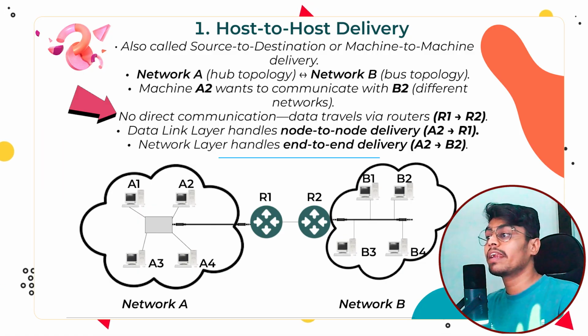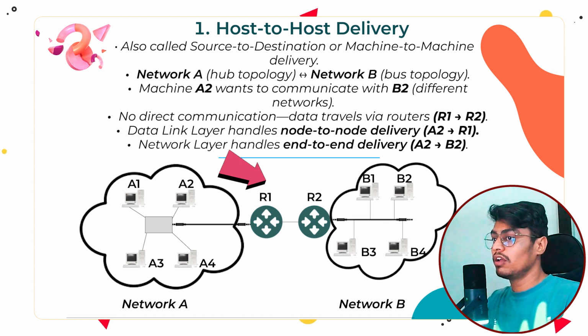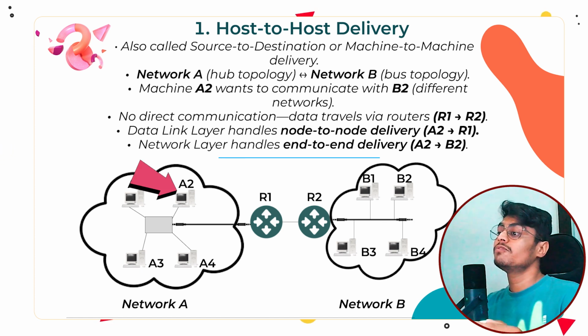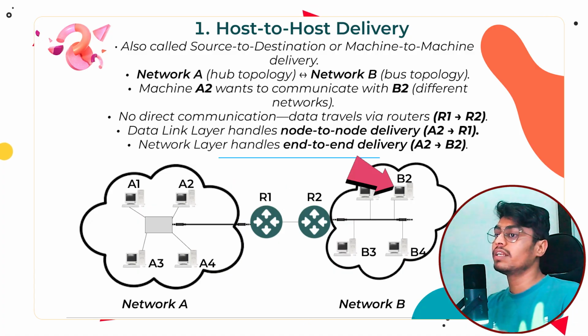Now there won't be direct communication here. So direct communication won't happen between A2 and B2. They will have to send the message through a channel, a media. So let's say this is the media. Okay, now from A2, the message will first reach R1. From R1 it will reach R2, and from R2 it will reach B2.